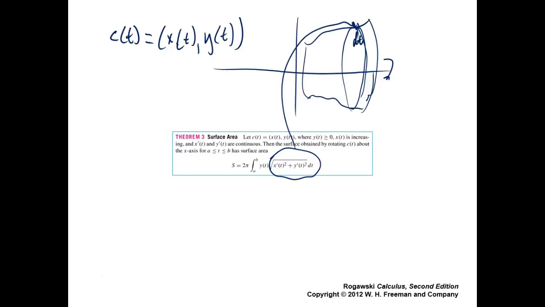And then you integrate that from t equals a, which is here. This is x, and this is your y, and up here is where t is equal to b. So when you integrate that strip around this circumference, that gives you your surface area. Integrate it from a to b. That's it. That should feel pretty reasonable. Okay? Does it?